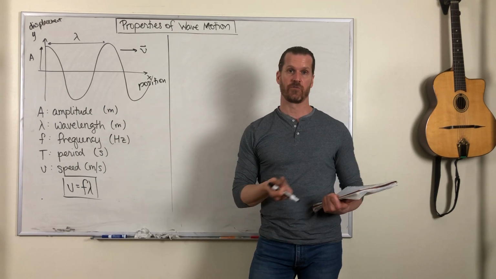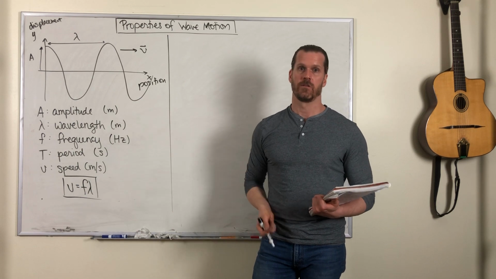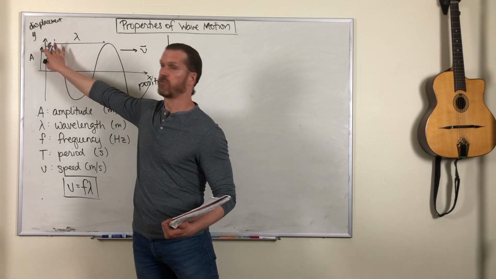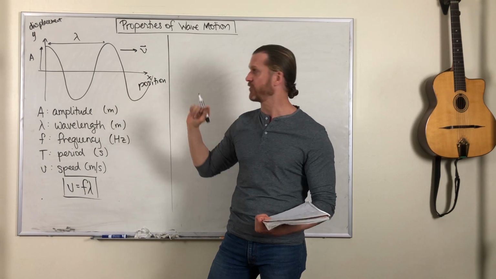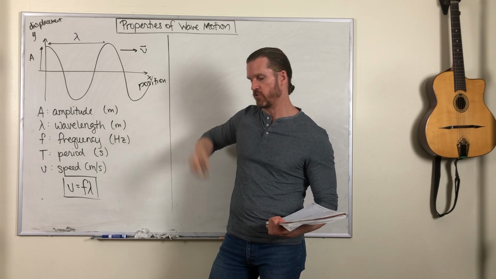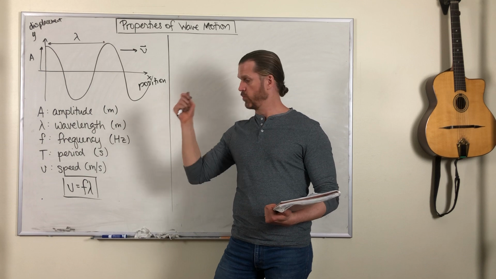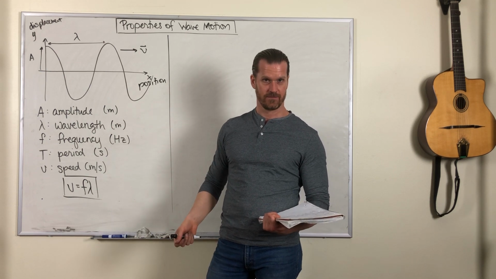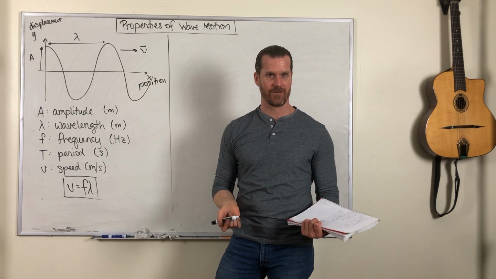If this were a transverse wave, like a wave on a string, then you're just looking at what the string itself looks like. So if you shake the end of a string up and down with simple harmonic motion, you create what we call a sinusoidal wave.